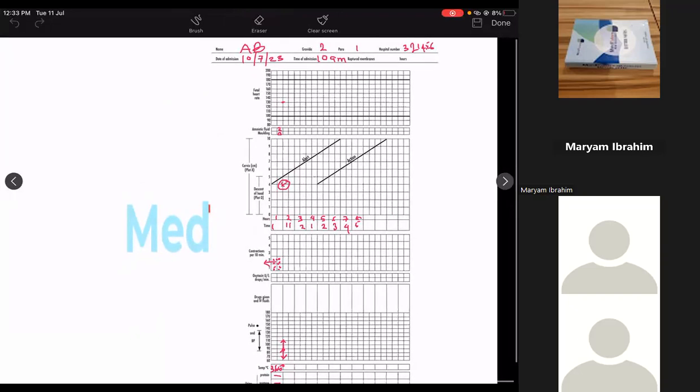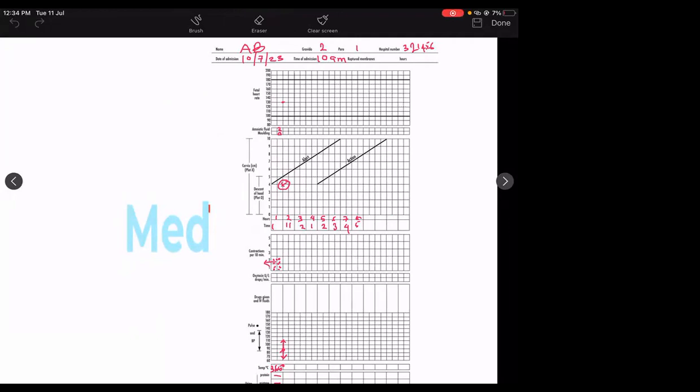So let's do a quick recap. This was Mrs. AB, who is a gravida 2 para 1, whose hospital number is 321456, admitted on the 10th of July 2023 at 10 a.m. with complaints of labor pain. Even though you don't have a place to write the complaint, you are the doctor, you know that if she's coming to the labor ward, of course she's coming with complaints of labor pain.